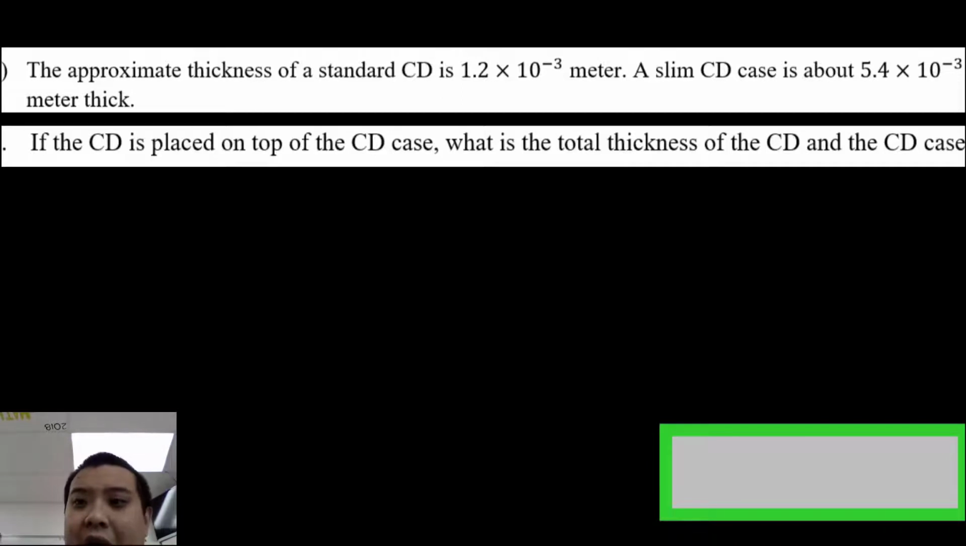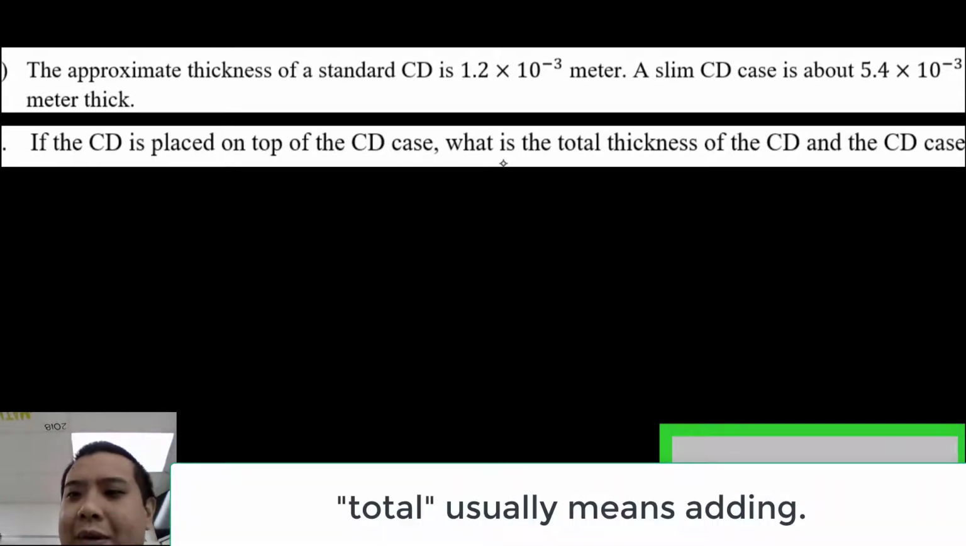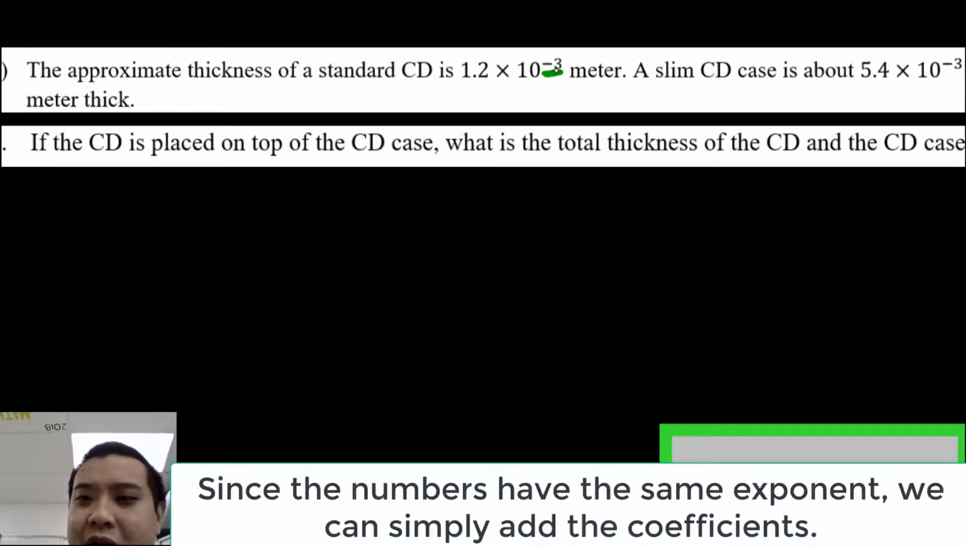Here, the approximate thickness of a standard CD is 1.2 times 10 to the negative third meter, and a slim CD case is about 5.4 times 10 to the negative 3. If the CD is placed on top of the CD case, what is the total thickness of the CD in the CD case? Because we're finding the total thickness after placing them on top of one another, we're going to be adding the two thicknesses together. Here we have the same exponent, so we are already good to go.